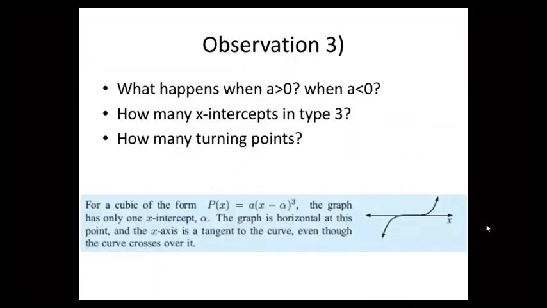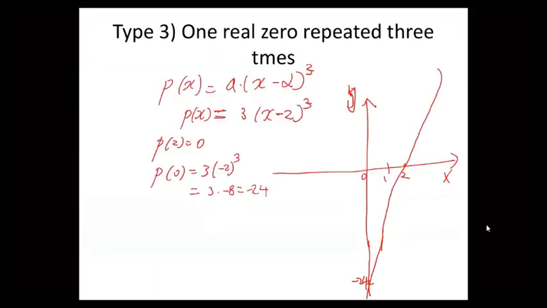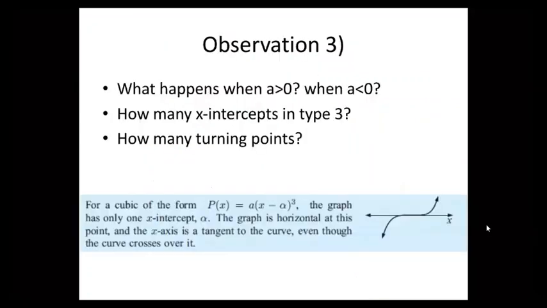So what happens when a is greater than 0? Our case was a is 3. If you have -3, then it goes just like that, right? a is greater than 0, a is less than 0. Clear, Annie?